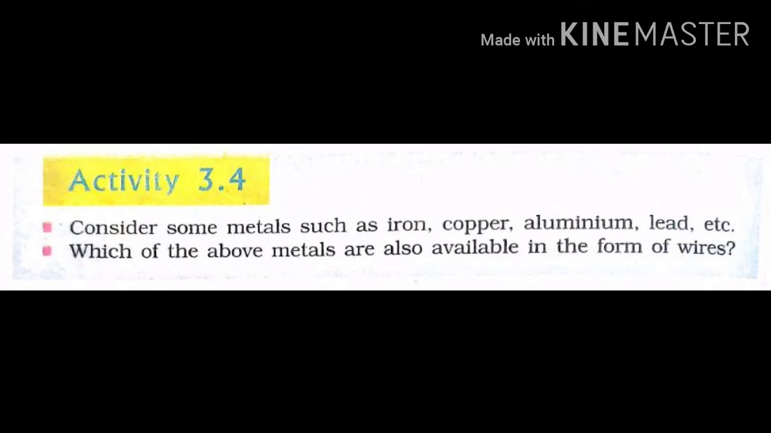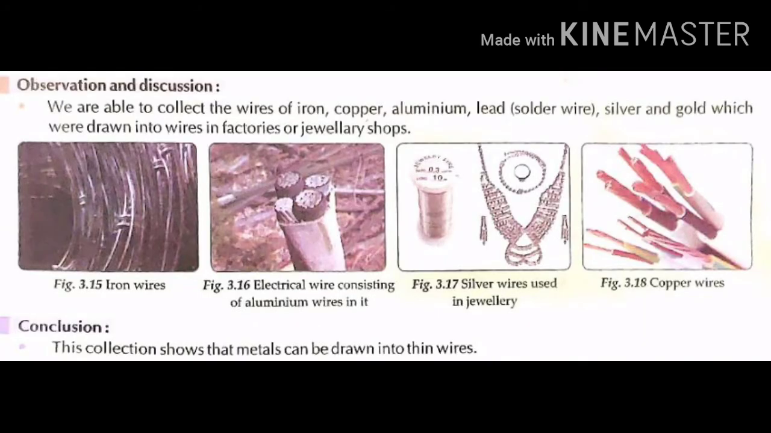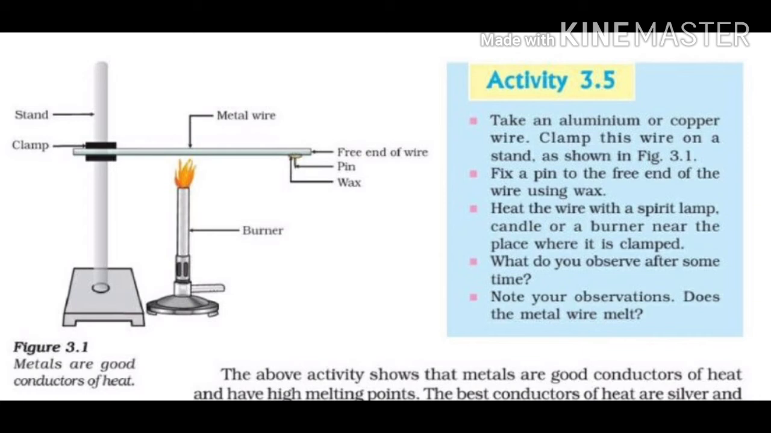Activity 3.4. Consider some metals such as iron, copper, aluminium, lead, etc. Which of the above metals are also available in the form of wires? We are able to collect the wires of iron, copper, aluminium, lead, silver, and gold, which were drawn into wires in factories or jewelry shops. From that we conclude, this collection shows that metals can be drawn into thin wires. The ability of the metals to be drawn into thin wires is called ductility.